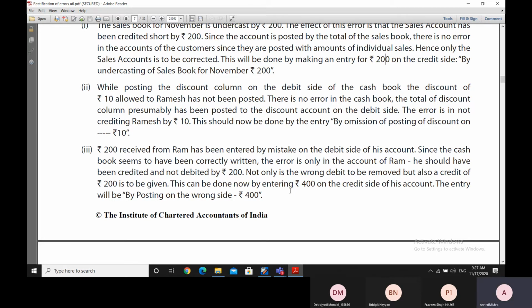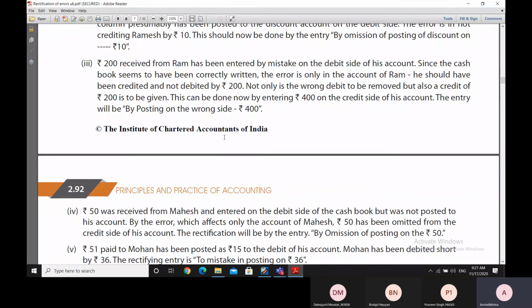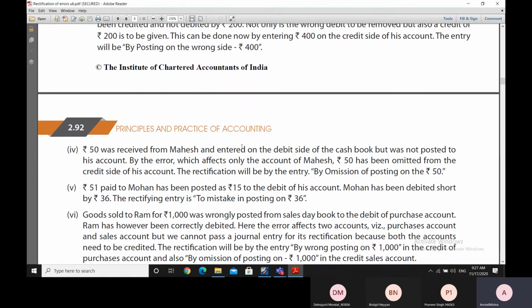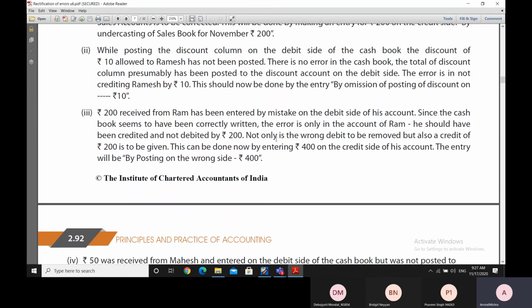So what we can do is give a 400 rupees entry on the credit side of Ram's account, and we'll write the description there "by posting on the wrong side, rupees 400." So here a double amount has to be used for making the correction. Now let us see in the next case how the correction is being made. What we are trying to understand first of all is, before the preparation of trial balance, how we are making the corrections.